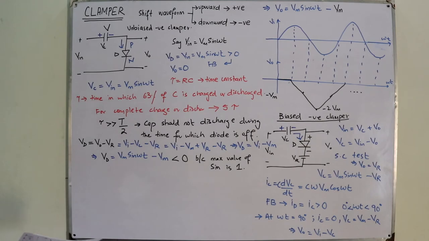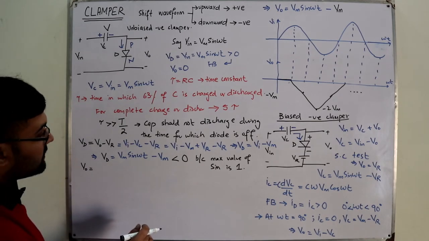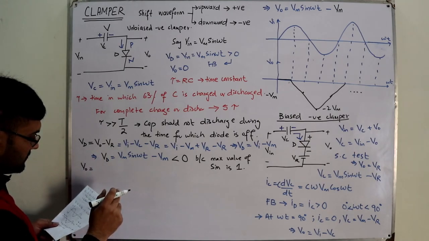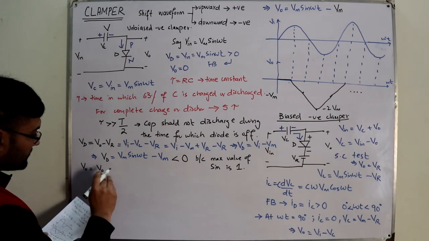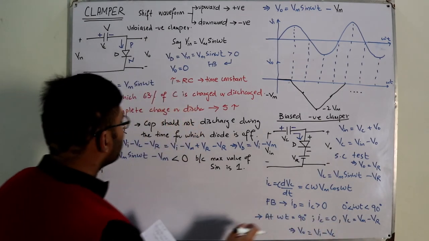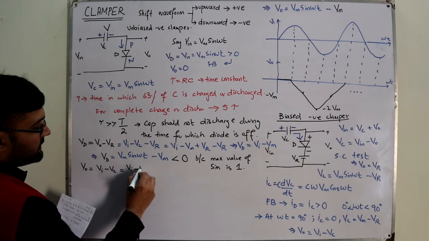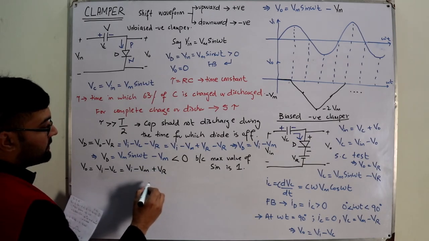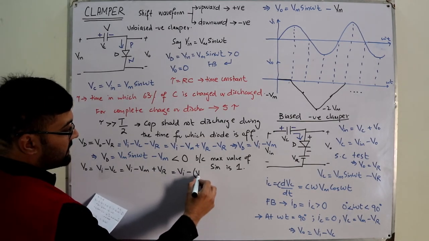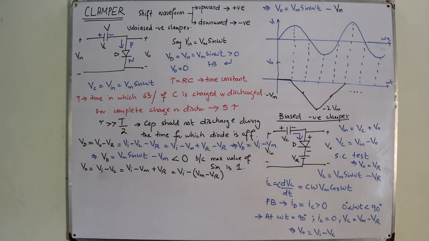And V naught, finally draw the V naught. What would be V naught? It's Vi minus Vm plus Vr. From here you could write V naught is V input minus Vm plus Vr, because minus Vc, right? Yes, V out is equal to V input minus Vc. So you could write V input minus Vm and plus Vr. Or you could also write it like this. You could take the minus sign, because this is the negative clamper. So minus, you could say, Vm minus Vr. So this is the clamping level. So this comes out to be a negative clipper and negative clamper.